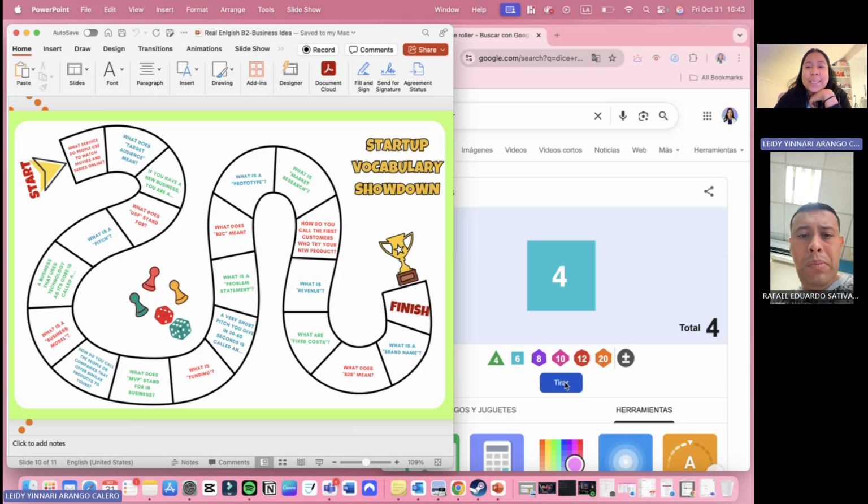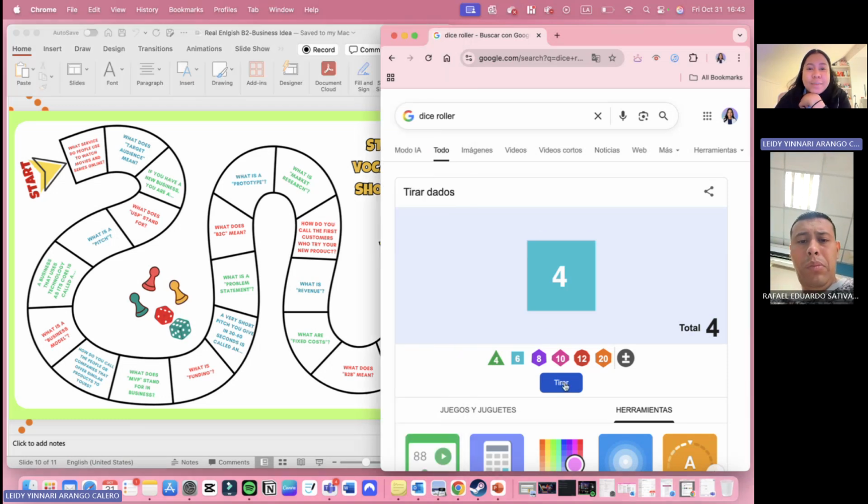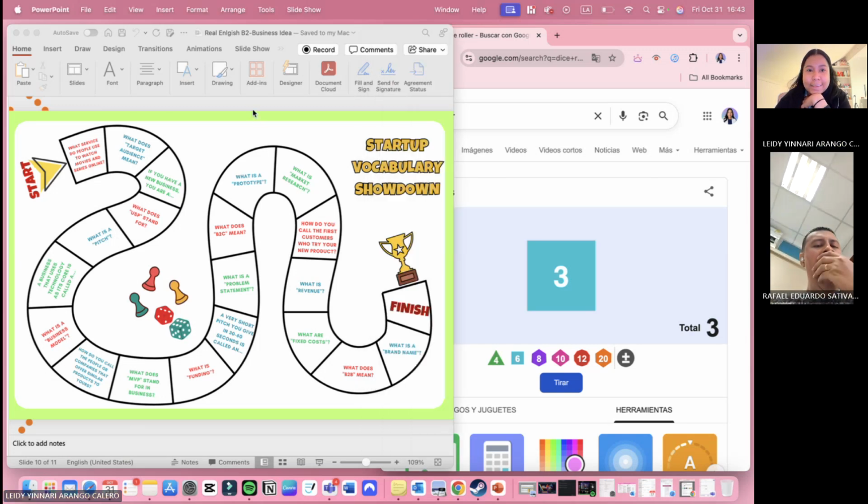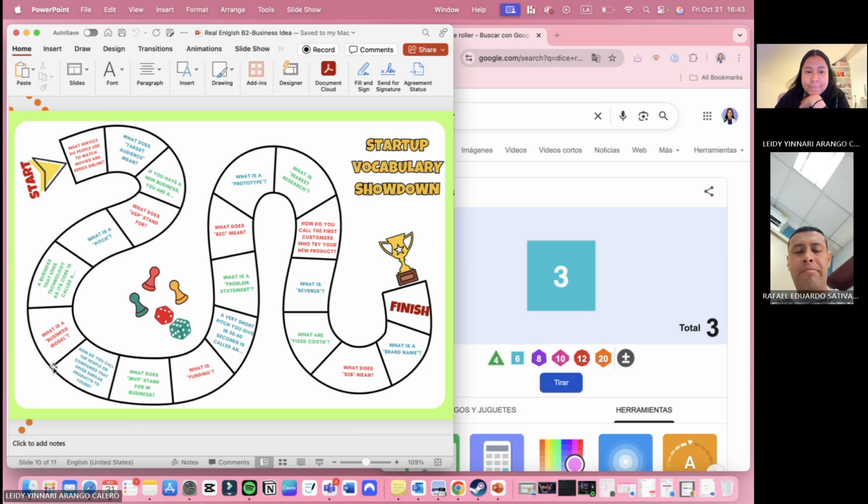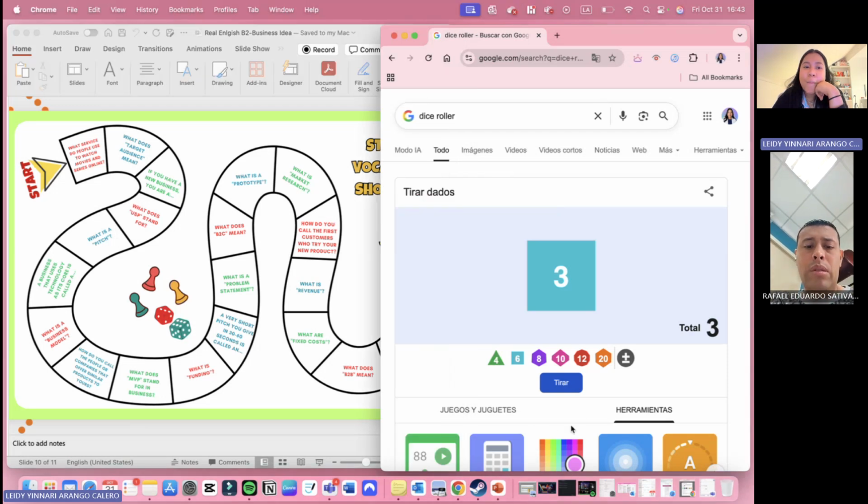So you answered correctly. Now I'm going to roll the dice again. Number 3. So I'm going to count 1, 2, 3. What is a business model? Do you know what that is? Es un negocio de modelo, ¿no? Un modelo de negocio. Exactly. Okay, correct.